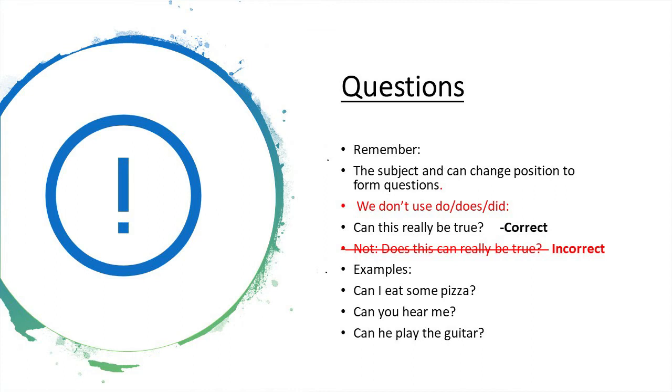Okay, now for questions, you just need to remember that the subject and can change position to form questions. In this case, we don't use do, does, did, or something like that when we want to make questions. For example, we can say, can this really be true? This is the correct form. We can't say, does this can really be true? This sentence is incorrect.